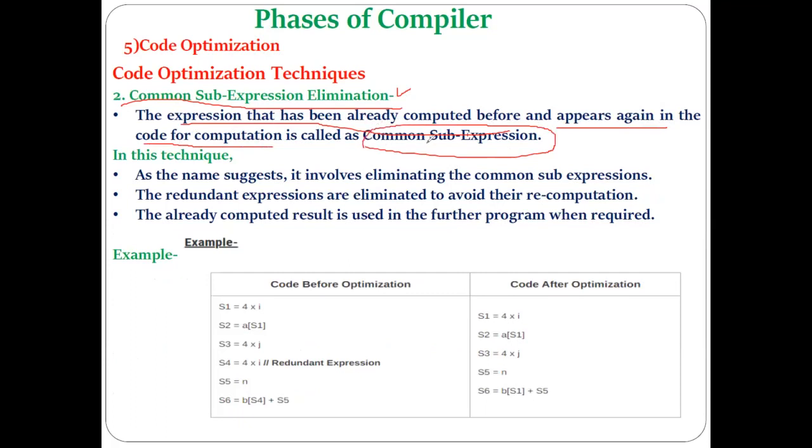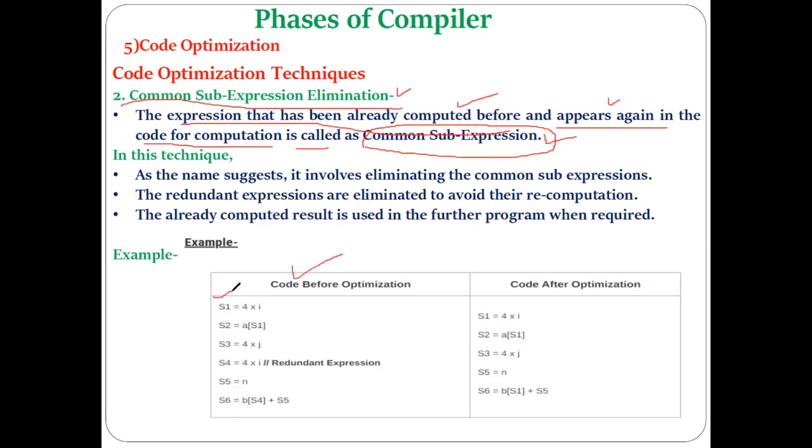So that is also considered as redundant code, or a redundant expression. What is it? An expression that has already been computed before and appears again in the next part of the code for computation. That is called a common subexpression, or a redundant expression. Now let's see that in this example.